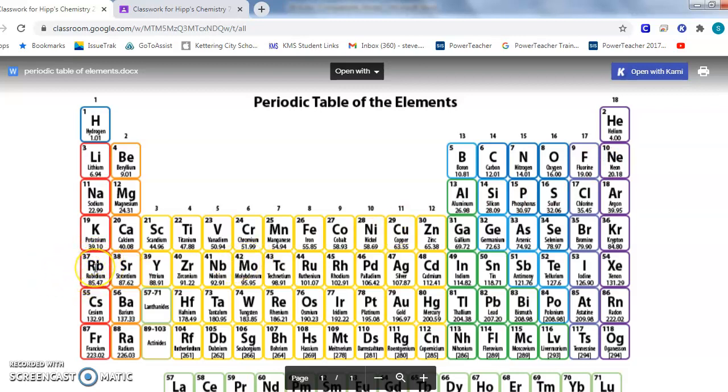Rubidium's number 37 right here. Rubidium starts with 37 electrons because it has 37 protons in the nucleus. What would it do to get stable? The noble gas that has the number closest to 37 is krypton. Krypton has 36. So what would rubidium want to do? It would want to become +1. +1 means it lost a negative electron. It would have 37 positives and only 36 minuses. It has one more positive than a minus, so rubidium wants to get 1+, lose its electron, and end up like krypton with 36.